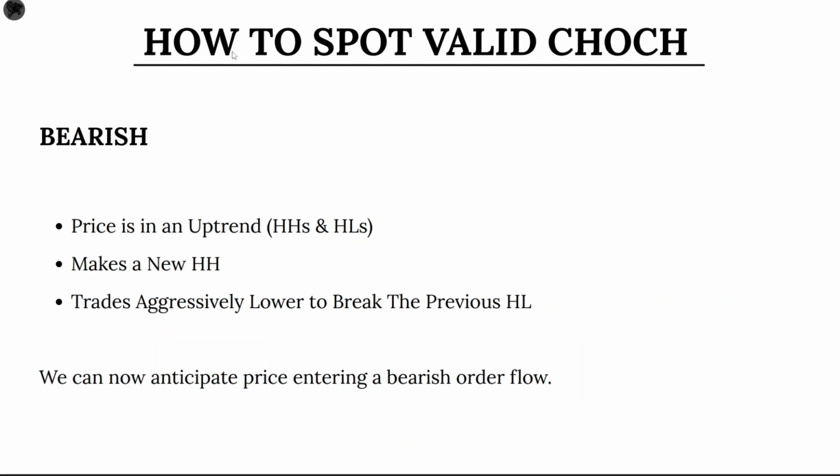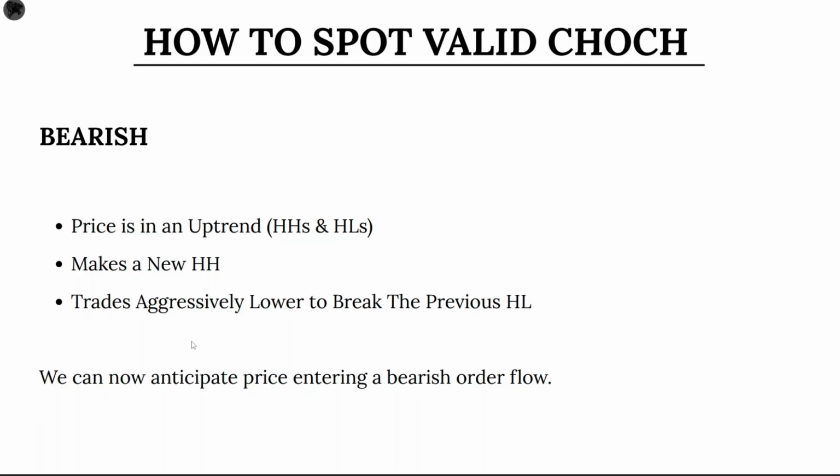Now let me explain how to spot a valid change of character. For the bearish change of character, you want to see price in an uptrend, forming higher highs and higher lows. You guys know what an uptrend is. And you want to see price make a new higher high, then trade aggressively lower, breaking the previous higher low. From now we can anticipate price entering a bearish order flow. Notice this keyword, anticipate, because nothing is certain, you are just anticipating it.